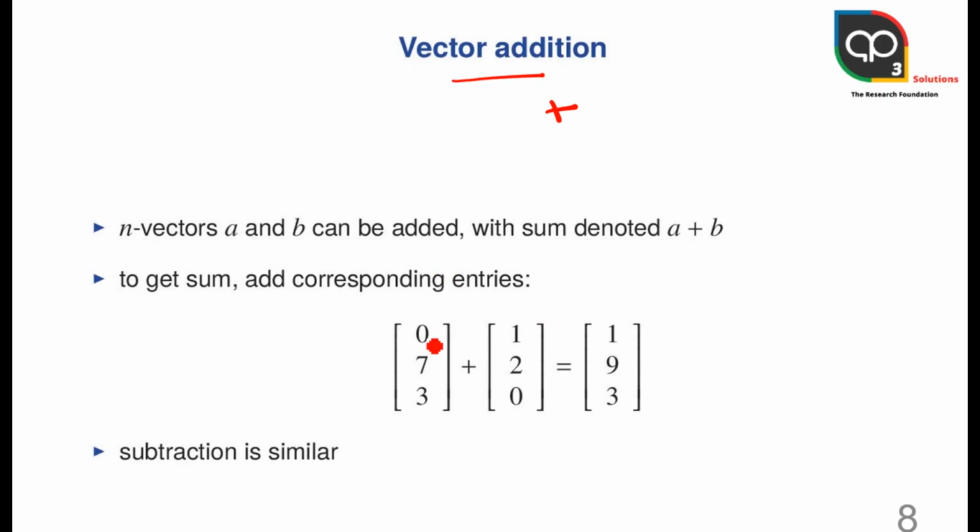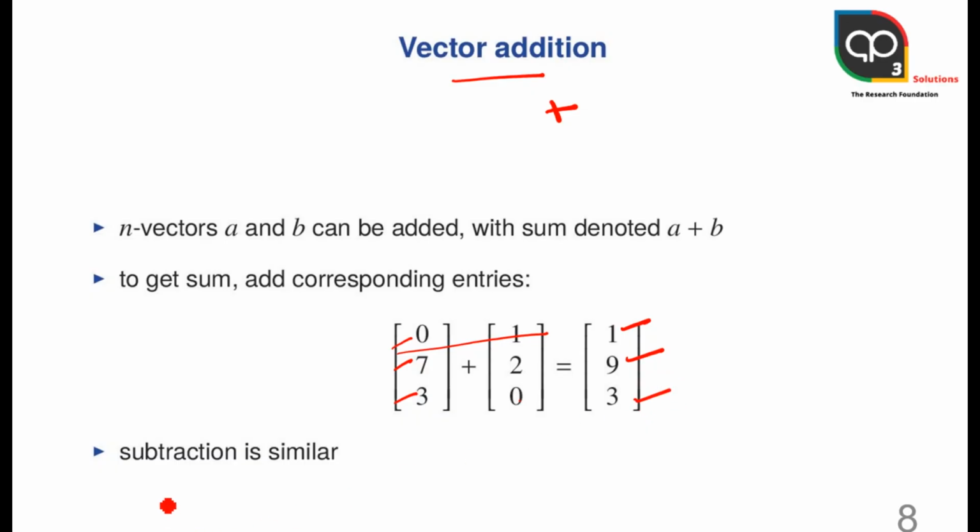Let me give an example. Kindly observe the vector 0, 7, 3 added to another vector 1, 2, 0. When we add these, 0 plus 1 is 1, 7 plus 2 is 9, 3 plus 0 is 3.